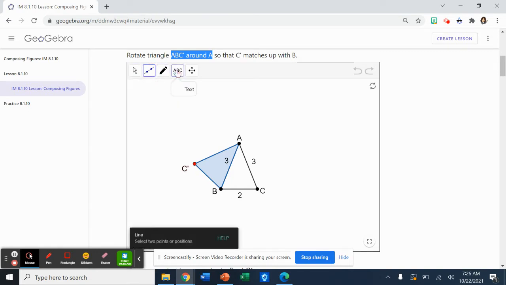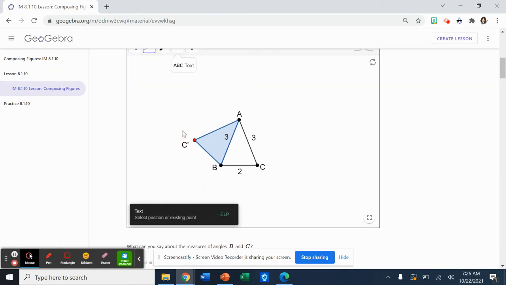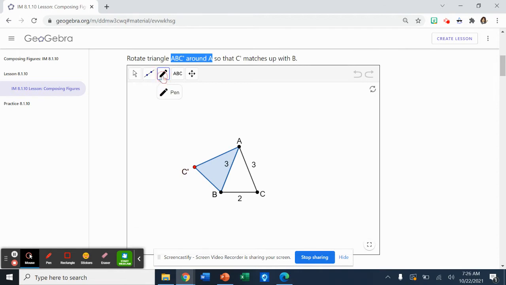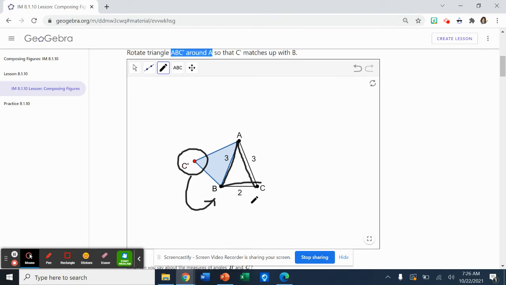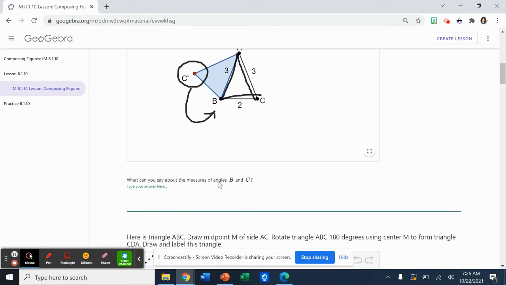So you don't even have the rotation here, but what's important to notice is that if you were to rotate triangle ABC prime around A so that C matched up with B, your new triangle would simply end up back on top of ABC. And so that's why they didn't provide you with any rotation tools, because the rotation ends up back on the original triangle. So what can you say about the measures of angles B and C? Go ahead and pause the video and answer this question here.